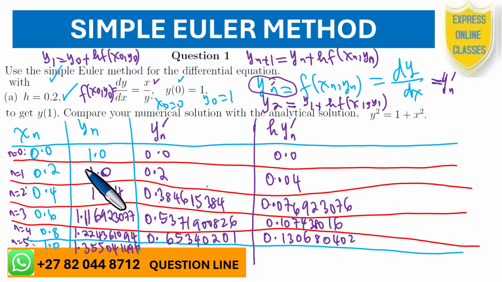So obviously we're doing this to get y at 1. To get exactly y at 1. So then obviously in the end we can see that y at 1 is exactly that value there.